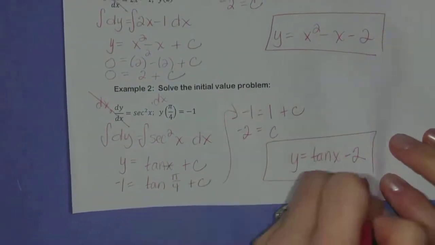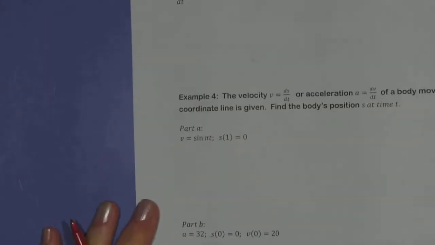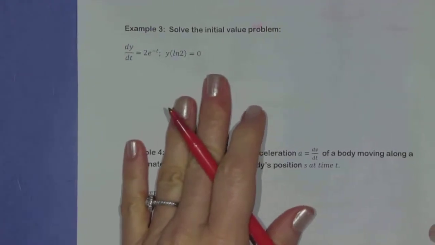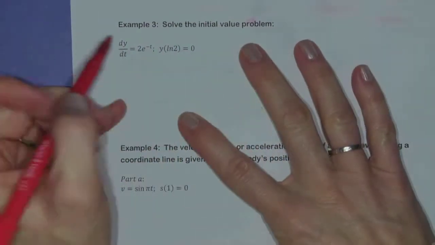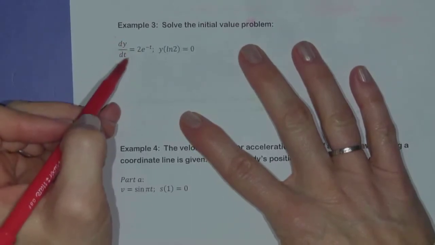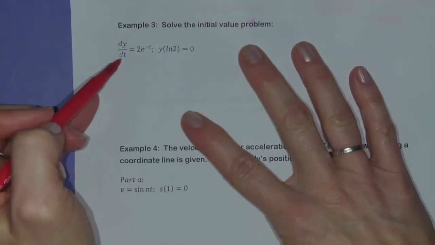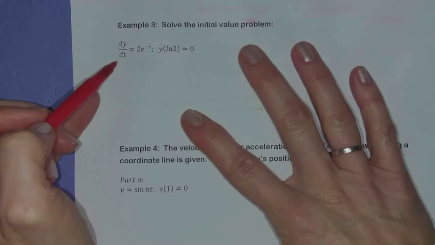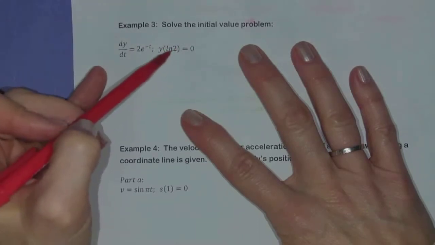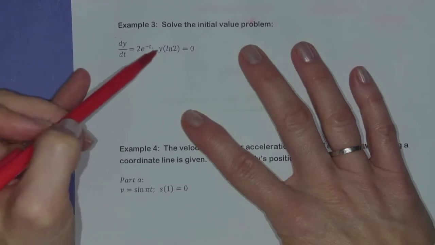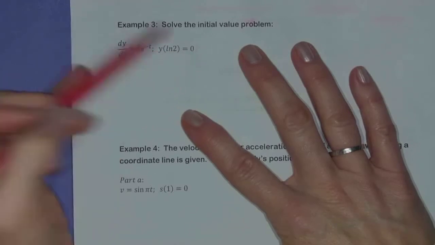So we're just cruising on through. Let's flip it over. Just 3 more to go. Example 3. Just another problem. Solve the initial value problem. dy dt. So I'm switching up the variables a little bit here. The derivative of y with respect to t is 2e to the negative t. And my initial condition here is y of the ln of 2 equals 0.